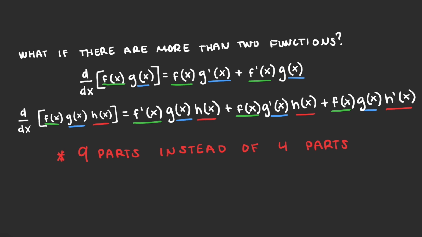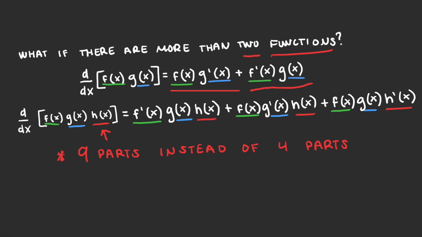Okay, so how do we apply the product rule if there are more than two functions? Our original rule is written as f of x times g prime of x plus f prime of x times g of x, right? If we're adding a third function or a fourth function or a fifth function, whatever it is, you just add that third function to your original rule. So what used to be 4 parts is going to turn into 9 parts.